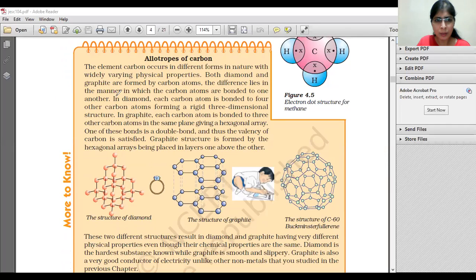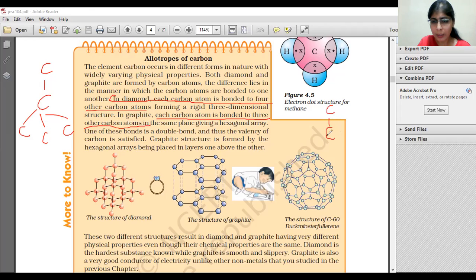In diamond, what you need to remember is that each carbon atom is bonded to 4 other carbon atoms. But in case of graphite, one carbon atom is bonded to 3 carbon atoms only. So this is the big difference in appearance over here, that one carbon is bonded to 3 carbon atoms.